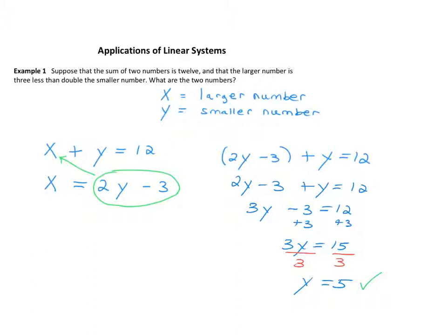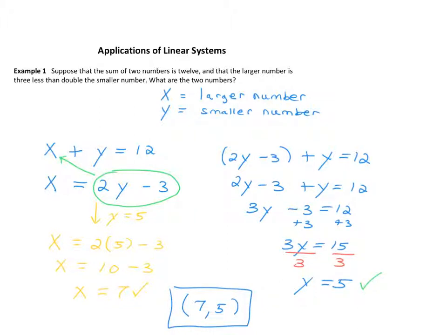So this is where I can go back to my first equation and plug in y is equal to 5. That is, x is equal to 2 times 5 minus 3. And if I simplify this, I get 10 minus 3, and that means x is equal to 7. So my solution in this case is going to be x is equal to 7, y is equal to 5, and it should make both of my equations true.